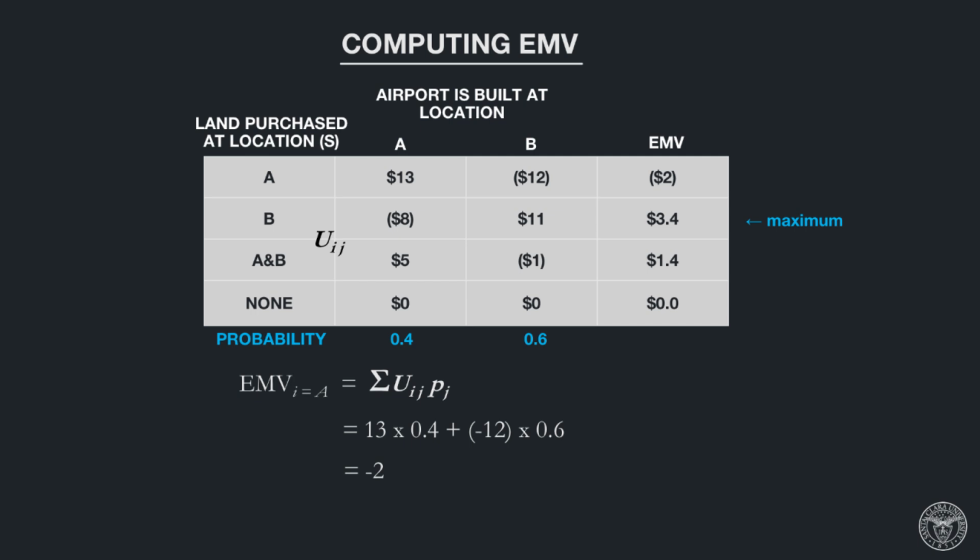So we have EMV for A equal to negative 2. For the rest of the decisions, we have 3.4 for decision B, 1.4 for A and B, and 0 for none. Now we are going to pick the highest value among the EMVs for every decision. Obviously, we are going to pick decision B, equal to $3.4 million, because it gives us the highest profit.